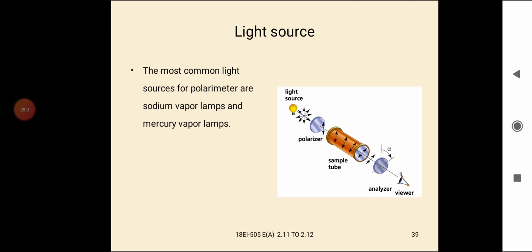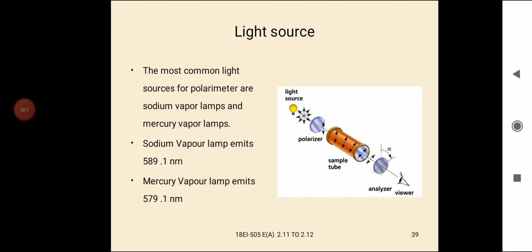Light source. The most common light sources in a polarimeter are sodium vapor lamps and mercury vapor lamps. Sodium vapor lamps emit a wavelength of light of 589.1 nanometers, whereas mercury vapor lamps emit 579.1 nanometers of wavelength of electromagnetic radiation.